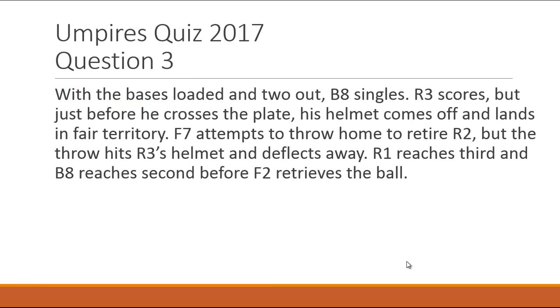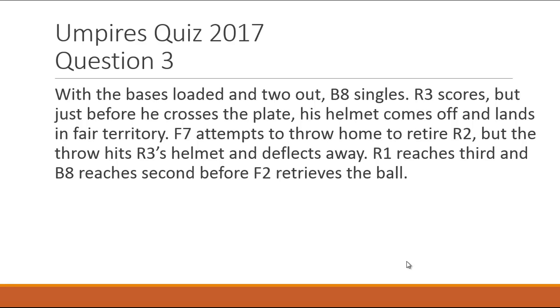Question number 3. With the bases loaded, 2 outs, the batter singles. So the runner from third scores, but just before he crosses the plate, his helmet comes off and lands in fair territory. The fielder, F7, the left fielder, attempting to throw home to retire the runner from second, but it hits the helmet and deflects away. Now we've got the runner from first reaching third, the batter reaching second before the pitcher runs over and retrieves the ball. So a weird and wacky scenario.